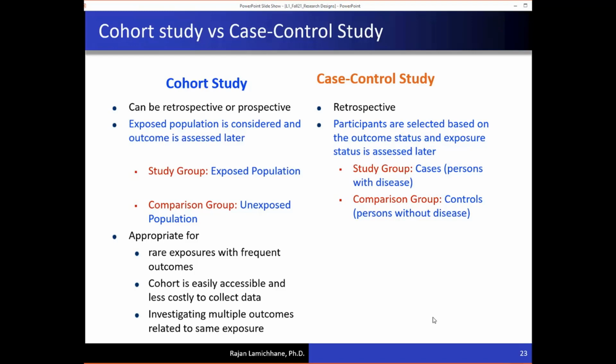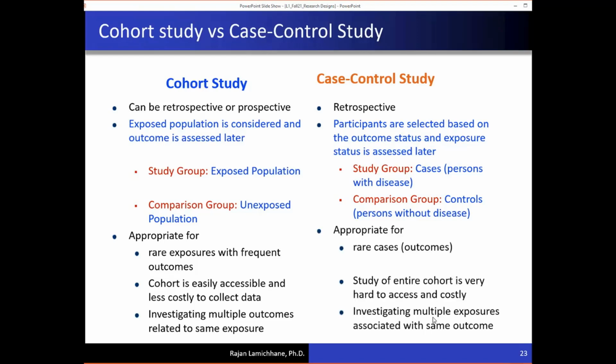And cohort study is appropriate when you have rare exposure with frequent outcomes. In cohort studies, the data is easily accessible and less costly to collect, because you can just look at the exposure and then look at the outcome. And cohort study, since it has a temporal framework, meaning the exposure happens before the outcomes, you can investigate multiple outcomes for the same risk factors.